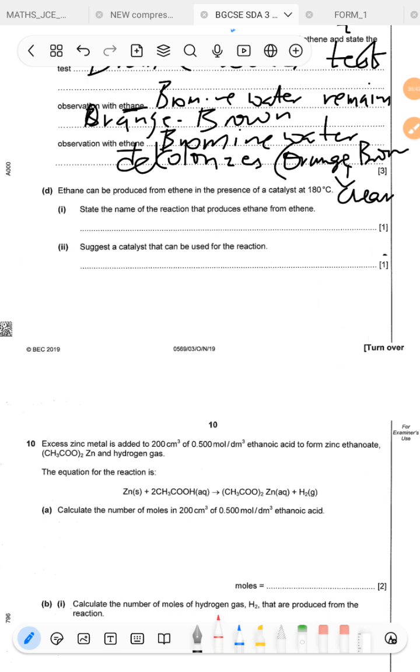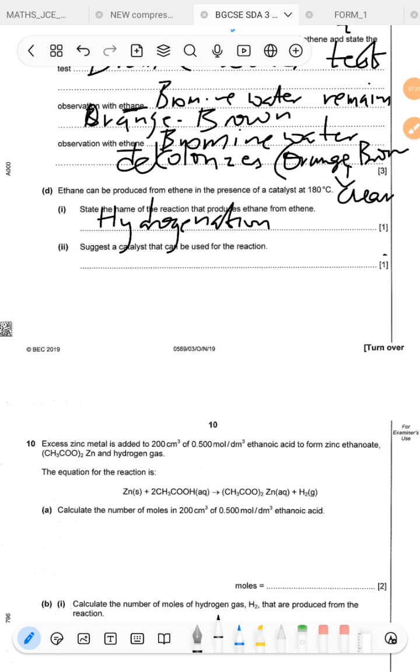Okay, so let's continue. Ethane can be produced from ethene in the presence of a catalyst at around 180 degrees Celsius. Part one: state the name of the reaction that produces ethane from ethene. So the name of the chemical reaction that produces ethane from ethene is going to be hydrogenation, or the addition of hydrogen.